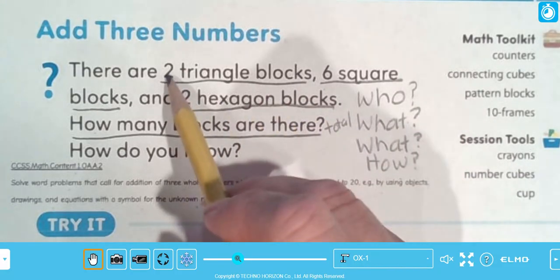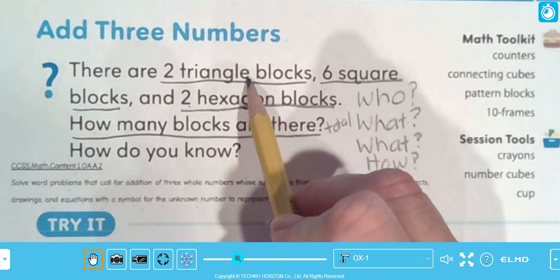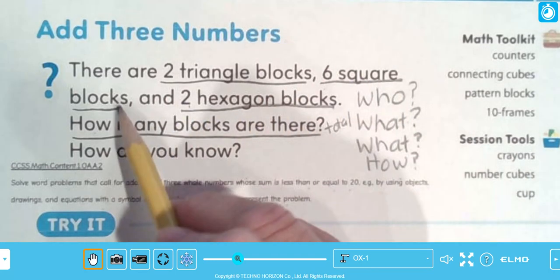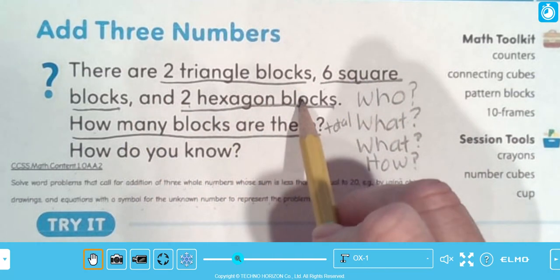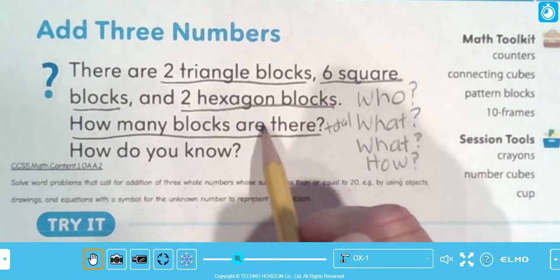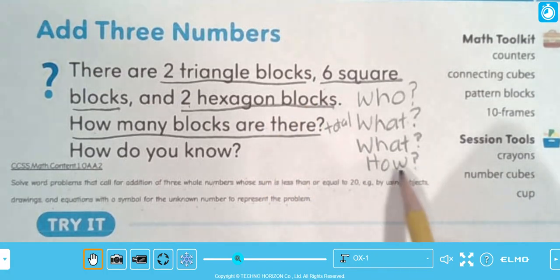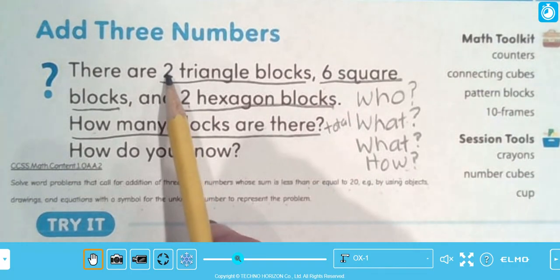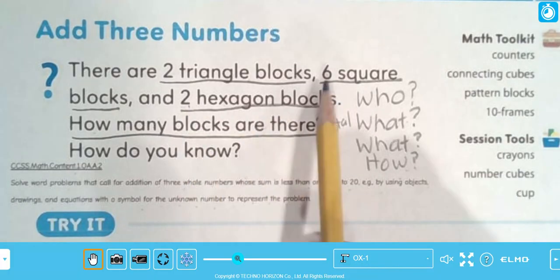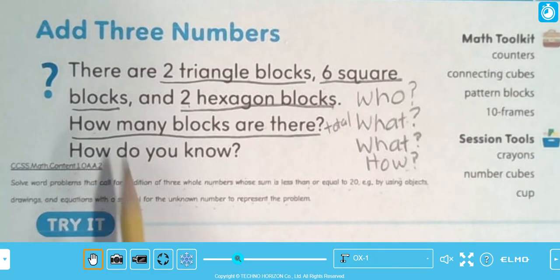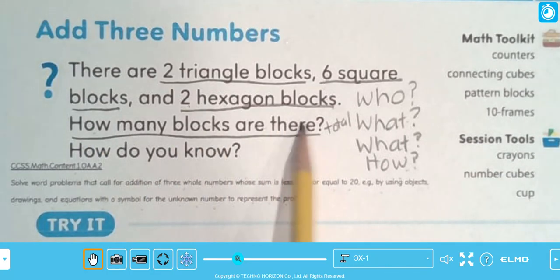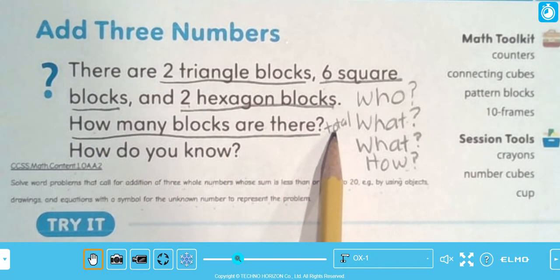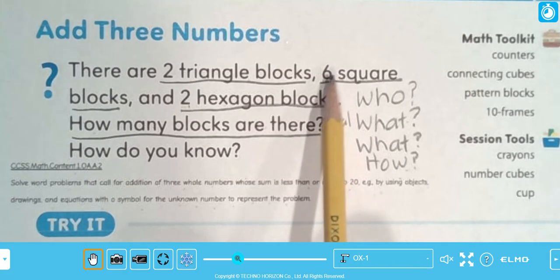Okay? So this is what we know. 2 of those blocks are triangle blocks. 6 of the blocks are square blocks. 2 are hexagon blocks. What we don't know is how many they are altogether. And how do we solve the problem? Well, let's look at the biggest number here. 2, 6, 2. Here's the biggest number, 6. We have 6 square blocks. So is our answer, all the blocks, the total, going to be bigger or smaller than 6?